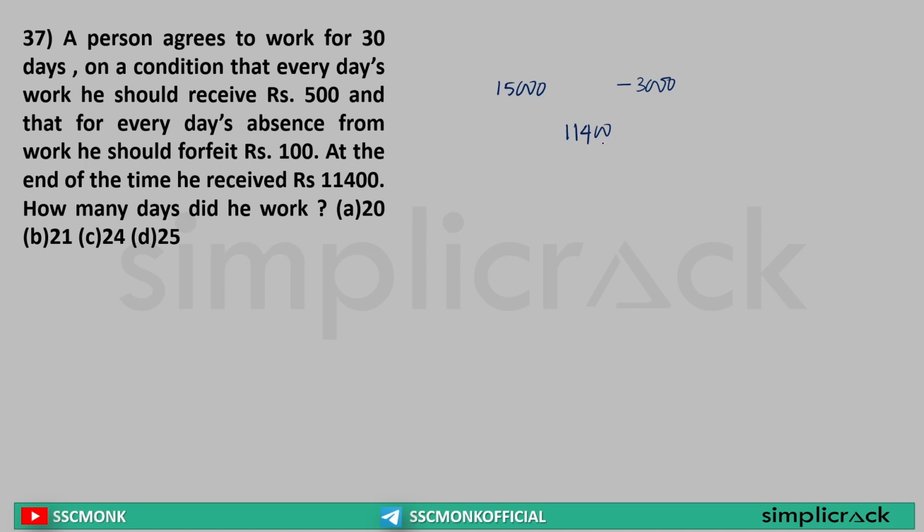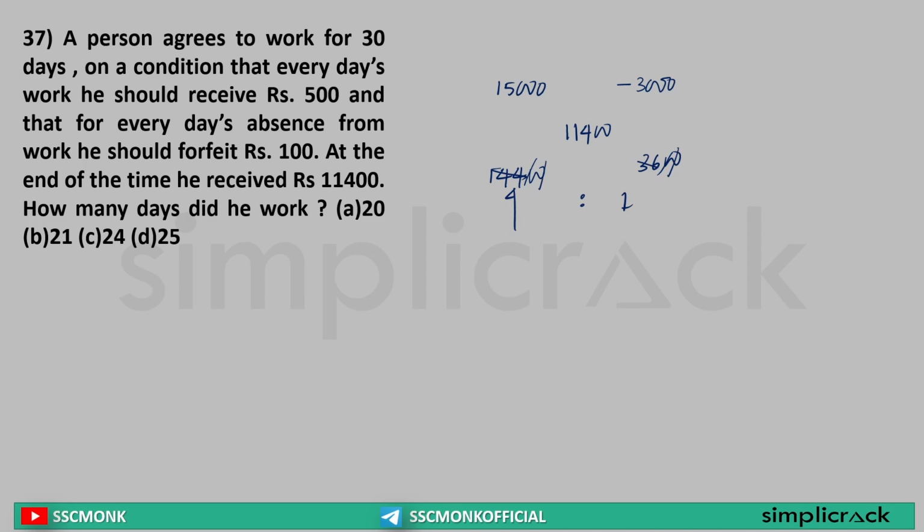Sir, 15,000 minus 11,400 is equal to 3,600. Sir, 11,400 plus 3,600, that is equal to 14,400. Sir, 00 crossed out. 36 4s are 144, so the ratio is equal to 4:1.